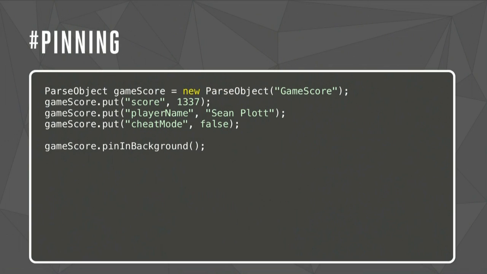You do that by pinning them. So some of you may recognize this code snippet. This is straight from our website, how you save a game score object that has a player's name and their score, and the fact that they weren't cheating. On our website, this example uses gameScore.saveInBackground because it's showing how to save an object to the Parse cloud. But in this example, instead of saveInBackground, we're just calling pinInBackground. And what pinInBackground does is it says, this object, I want to be available on this device at all times. And that's really all there is to it.